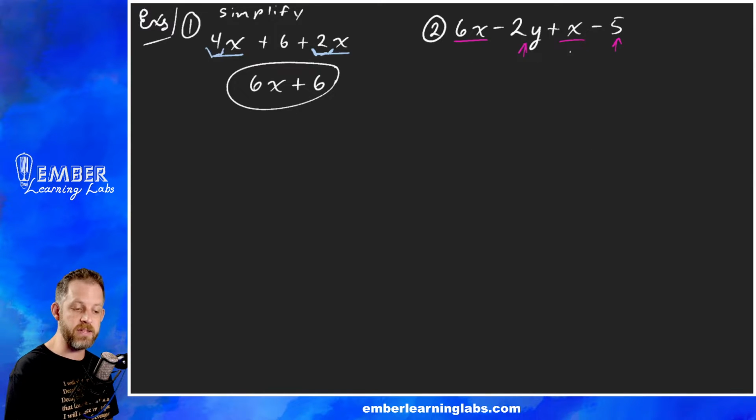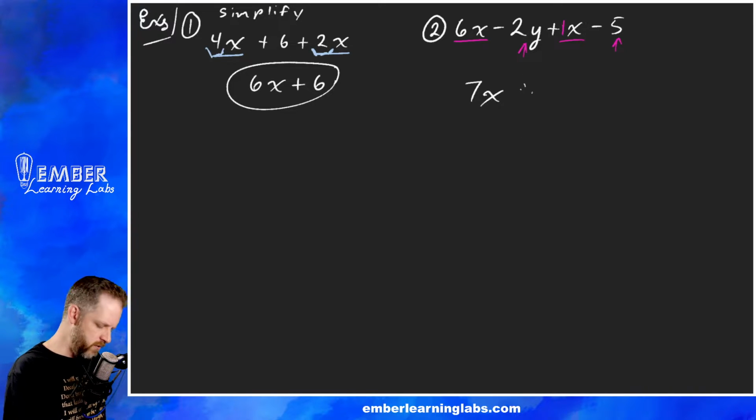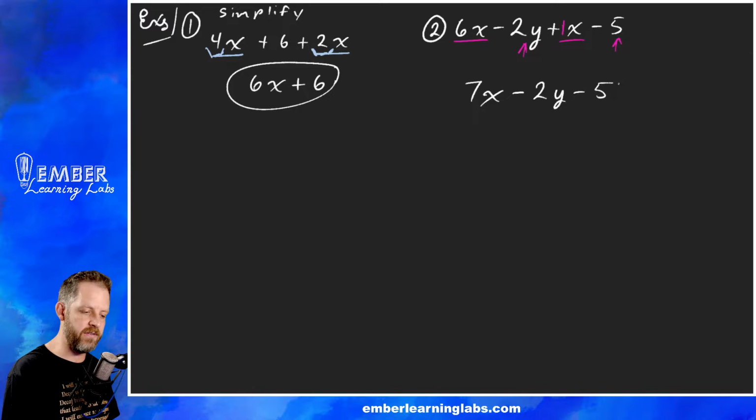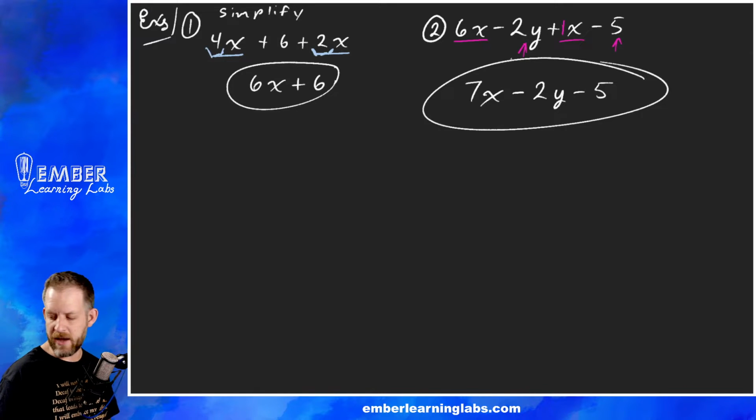So 6x plus x, now we got to remember something there. If there's nothing there, it's an implied 1, right? So 6x plus x would be 7x. And then we're going to bring down what we haven't touched. So bring down minus 2y, and then minus 5. That's as simple as that one gets.